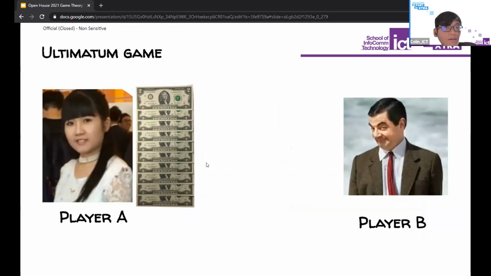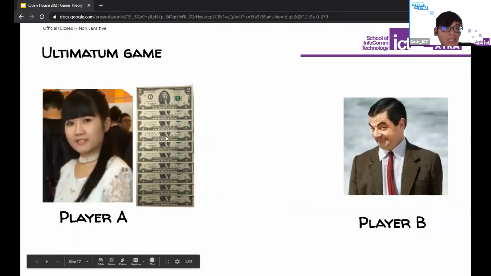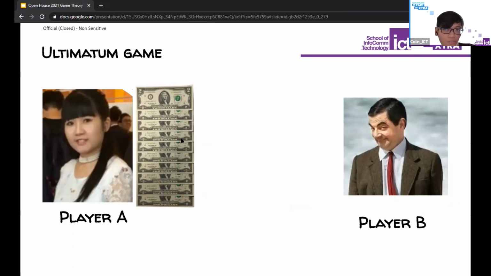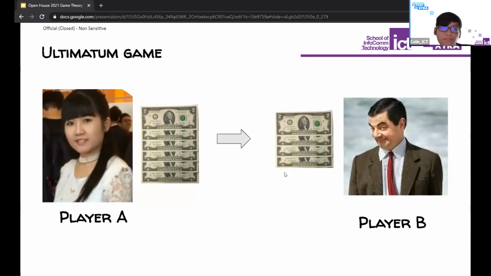I'll explain how this game works. Assuming that player A has $20 divided into 10 $2 notes, he has to split this amount, be it evenly or unevenly, to player B. It could be more, less, or equal. So assuming that player A gives a lesser amount to player B, so it's uneven.